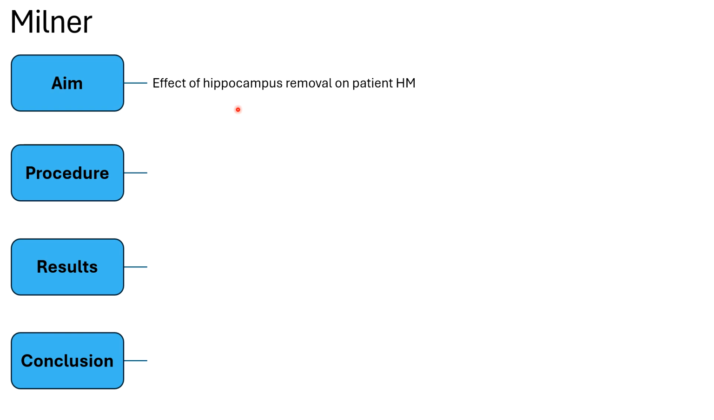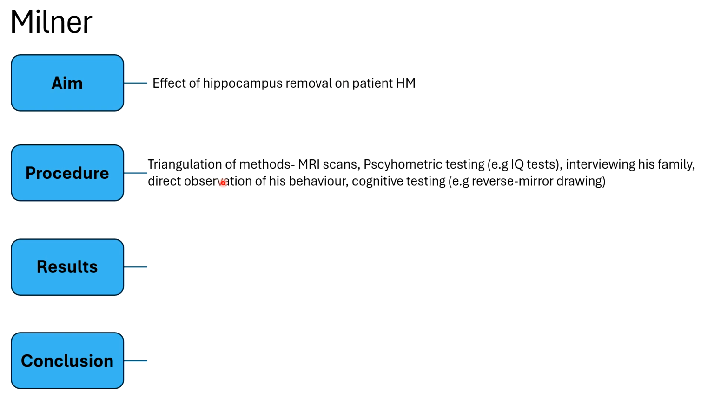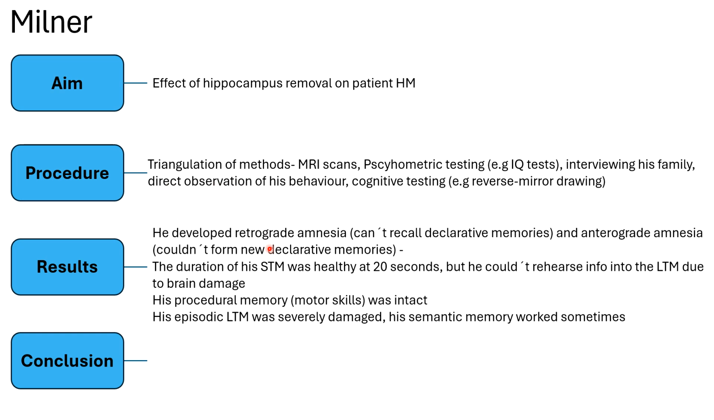So this man had his hippocampus removed and his different types of memory were tested using a triangulation of methods. They saw that he developed retrograde amnesia, which means he couldn't remember past memories. In this case, I've written declarative memories, but you don't have to be this specific. And anterograde amnesia, so he couldn't form new memories. The duration of his STM was healthy, because remember that an STM will typically have a duration of around 18 to 30 seconds. However, he could not rehearse this information into his long-term memory due to damage.